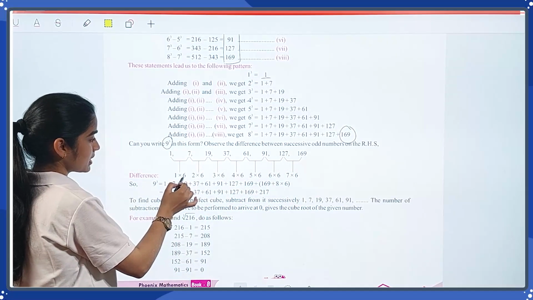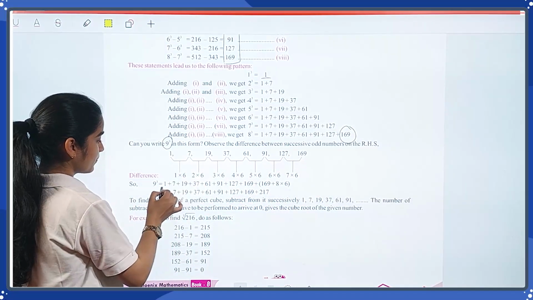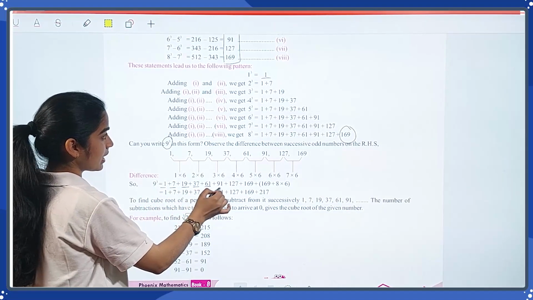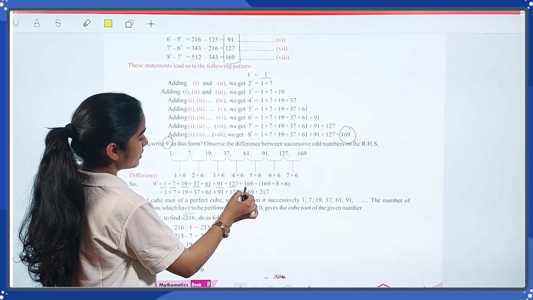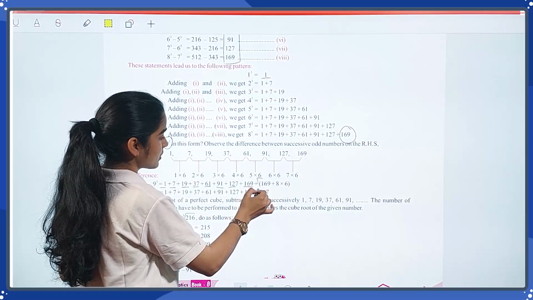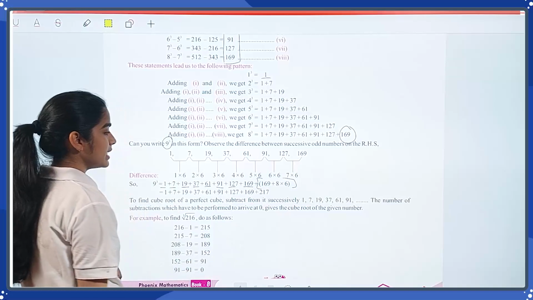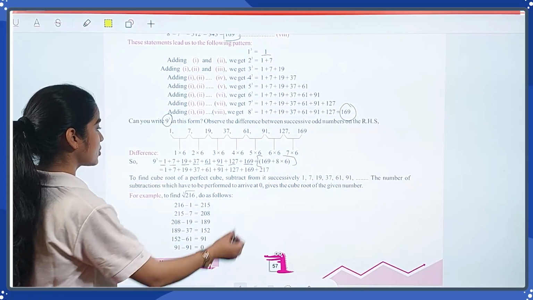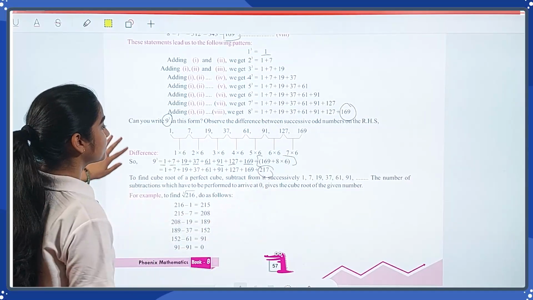Now 1 multiplied by 6, 2 multiplied by 6: 1, 7, 19, 37, 61, 91, 127, 169, and the last one is 169 plus 8 multiplied by 6. Okay. So in that way we can represent this, which is 217.